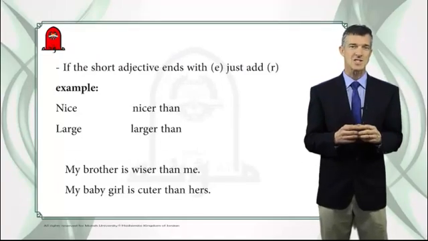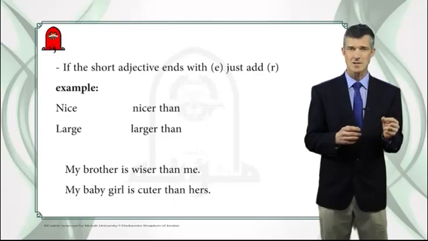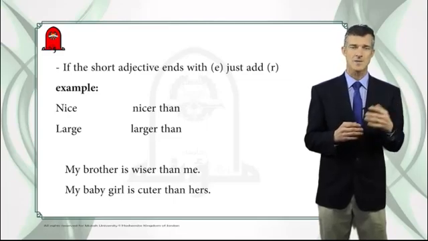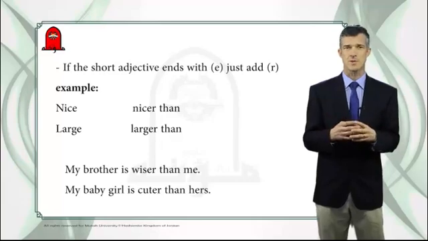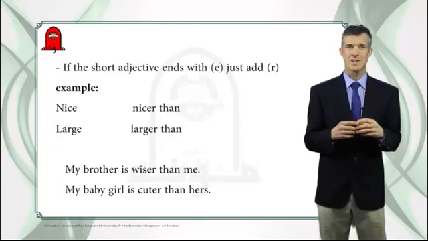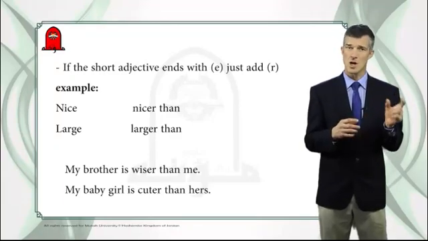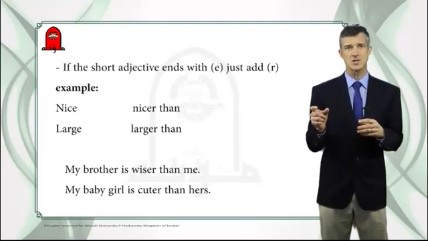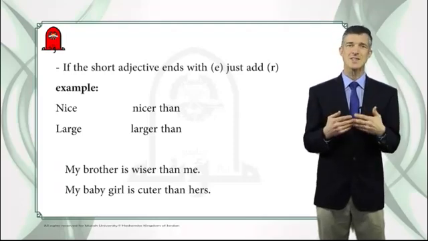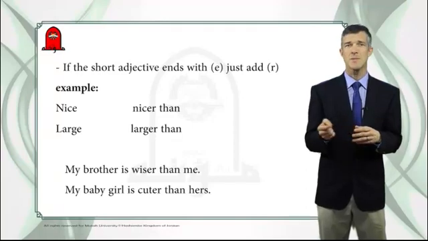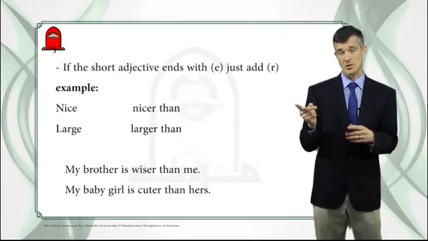If the short adjective ends with e, just add r. Example. Nice, nicer than. Large, larger than. My brother is wiser than me. My baby girl is cuter than hers.